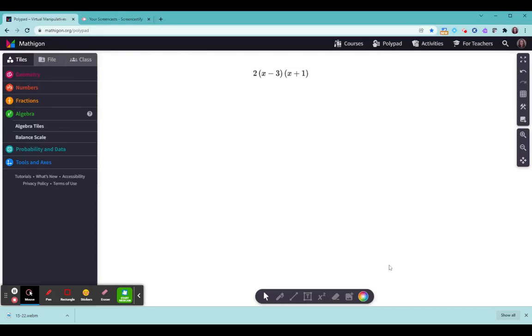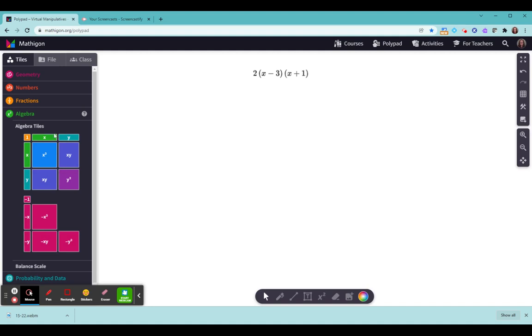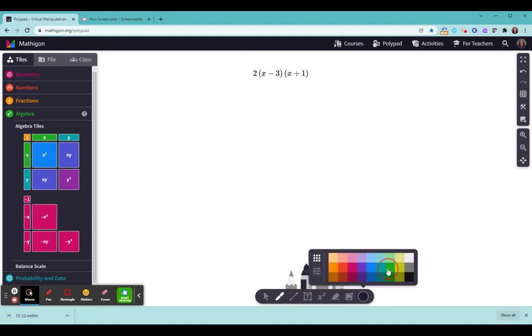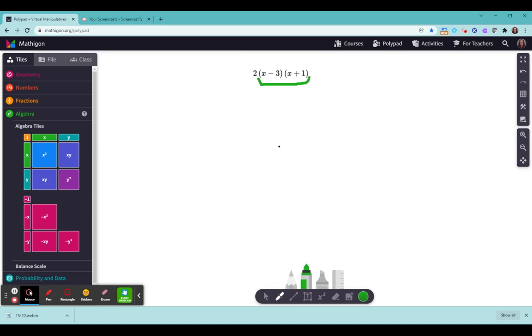Hi, this is Bronwyn, and we are going to multiply two binomials and a monomial, or just this number term at the front of these two. We're going to do this with algebra tiles to visually see what's actually going on. To start, I want to look at just our two binomials. We're going to do the 2 later, but we're going to start just with multiplying our two binomials.